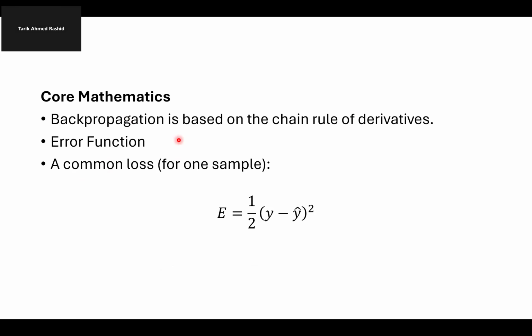Now, the core mathematics: backpropagation is based on the chain rule. And there's also the error function, the error of the network. The error of the network is usually this: E equals 1/2 (y minus y hat), where y is the target because it's supervised, and y hat or y dash is the prediction, or the class label, that the network produced. The 1/2 is for mathematical convenience.